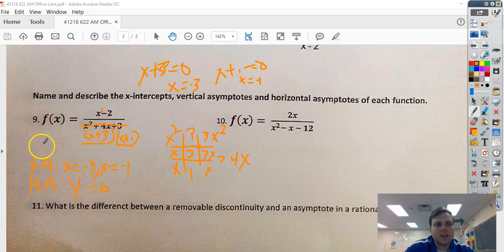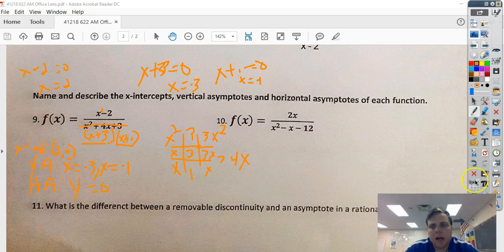To get your x-intercepts, you set the numerator equal to 0. The numerator is x minus 2. You set that equal to 0, add 2, and you get x equals 2. So your x-intercept is the point (2, 0).